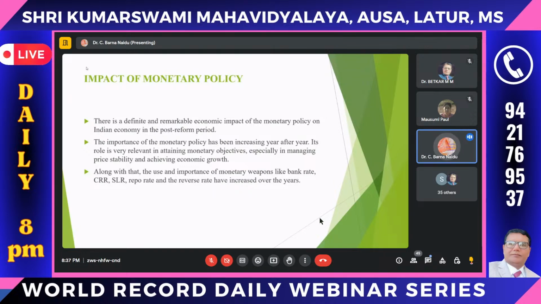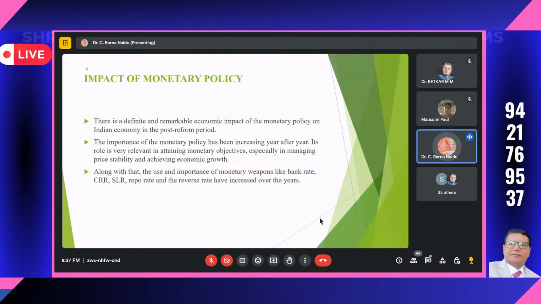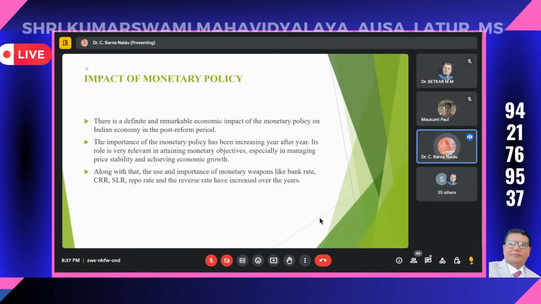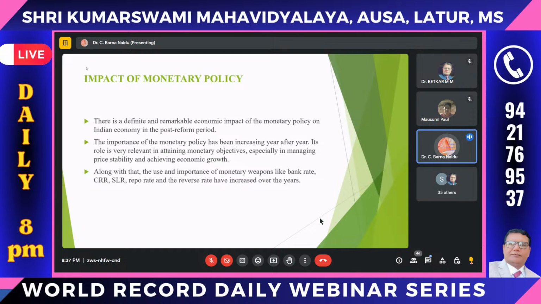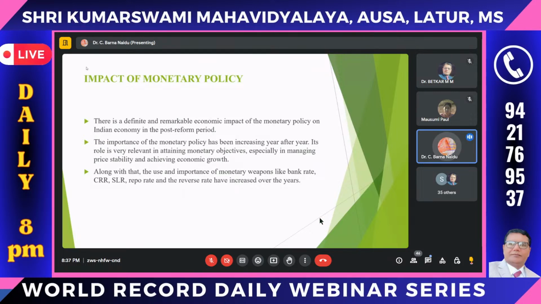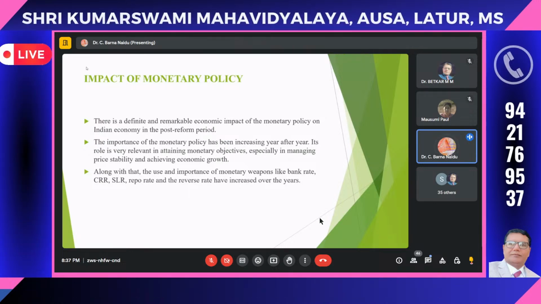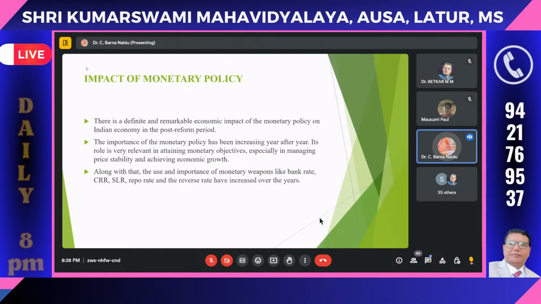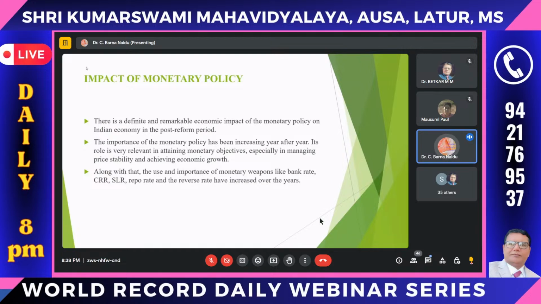And definitely, along with the other parts, the importance of monetary policy is increasing year after year, because its role is very relevant in attaining the monetary objective, especially by managing price stability. We are able to understand that price stability is one of the important parts. Then it is helpful in the development of the money market. Now the money market is about the integration of the organized sector and the unorganized sector. So when we are talking about the money market, we are talking about the organized sector, because RBI itself is a part of the money market, along with the commercial banks and other corporate houses.